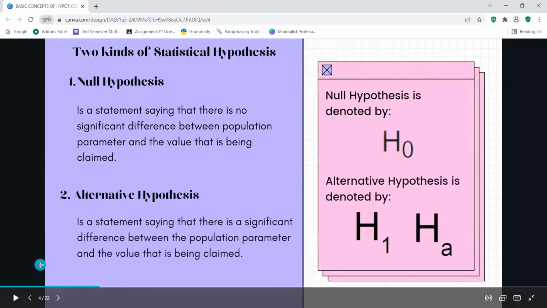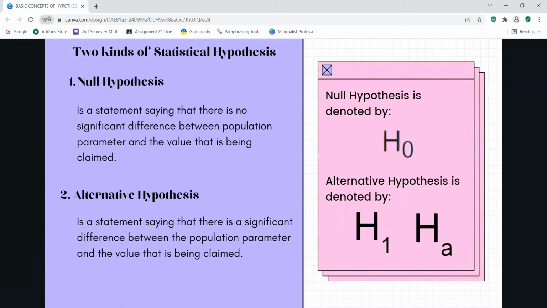So here are the two kinds of statistical hypotheses. Null hypothesis is a statement saying that there is no significant difference between the population parameter and the value that is being claimed. It is also the current accepted value that the majority of people hold to be true. Null hypothesis is denoted by H sub 0.